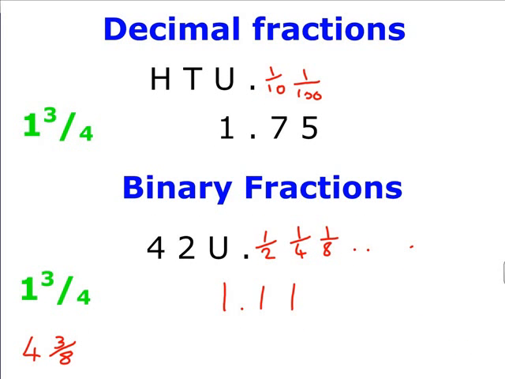Now it's your turn. Try to convert 4 3/8 into a binary fraction. Time's up. Did you get it right?